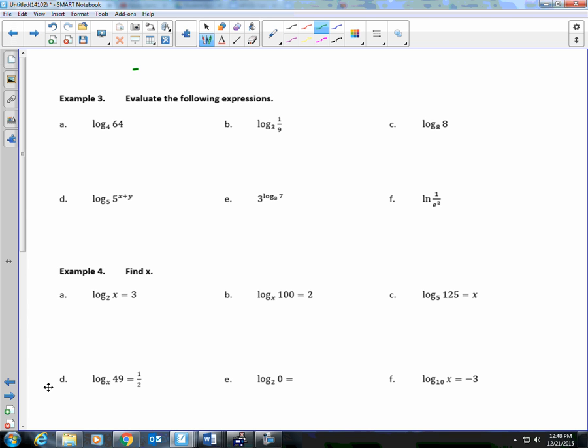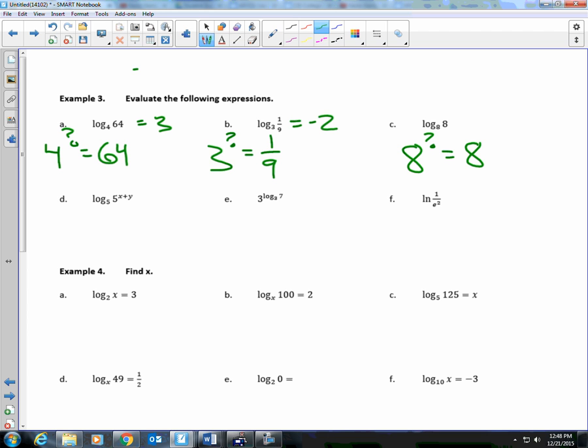So we worked on working back and forth between exponentials and logarithms. Now we should be able to evaluate basic logarithmic expressions. Log base 4 of 64. That means 4 to what power is equal to 64? 3 to what power is equal to 1/9? Negative 2. 8 to what power is 8? 1.